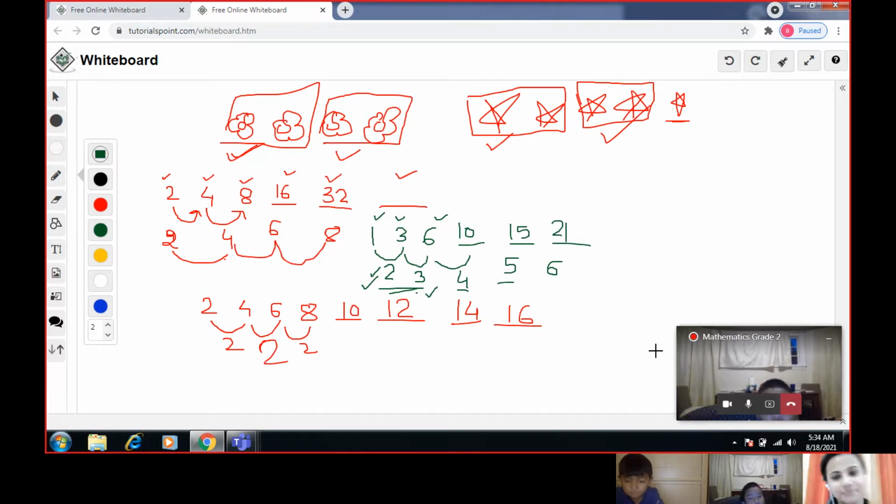Wow, we used so many fingers. Okay, now tell me, do you understand this pattern? Yes, I understand. 1, 3, 6, 10, 15, 21. Yeah, this is the pattern. It goes on like this.